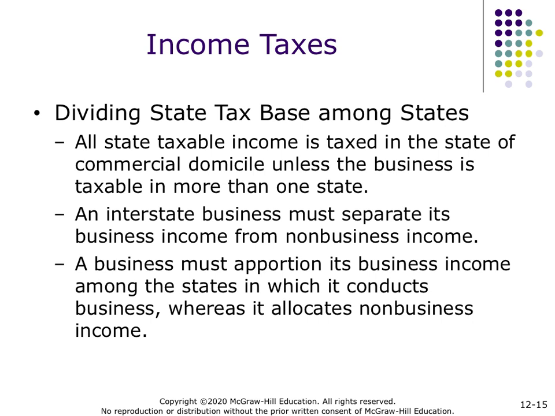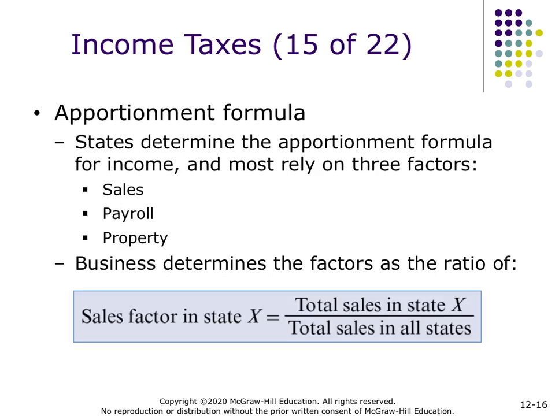All right, and as we've already talked, you have to divide your income among states. So let's get into the nuts and bolts of that. Let's talk about apportionment formulas. How does apportionment work? Well, most states rely on three factors: sales, payroll, and property. Then this would be how your sales factor would be determined.